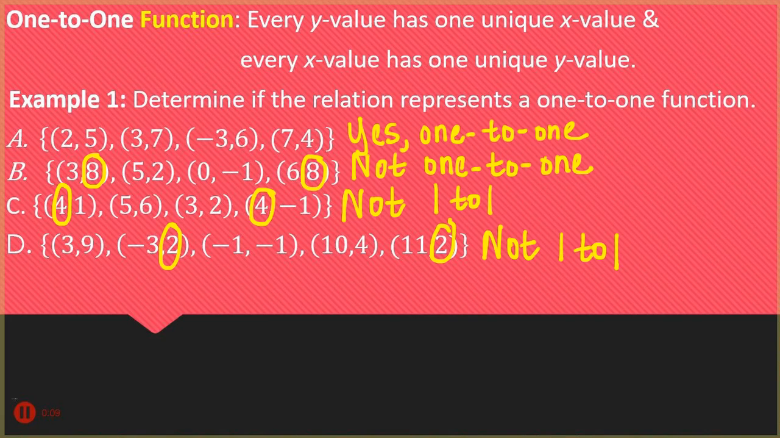To summarize, one-to-one is an extension of the function definition. First of all, it has to be a function. No repeats in your domain. But for it to be one-to-one, you cannot have any repeats in your domain or in your range.